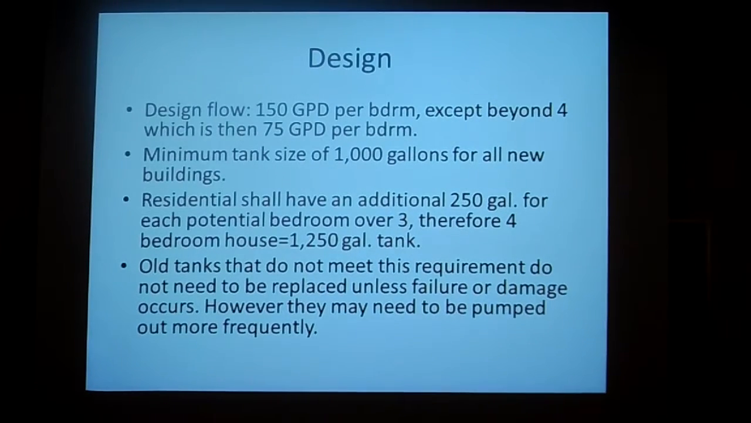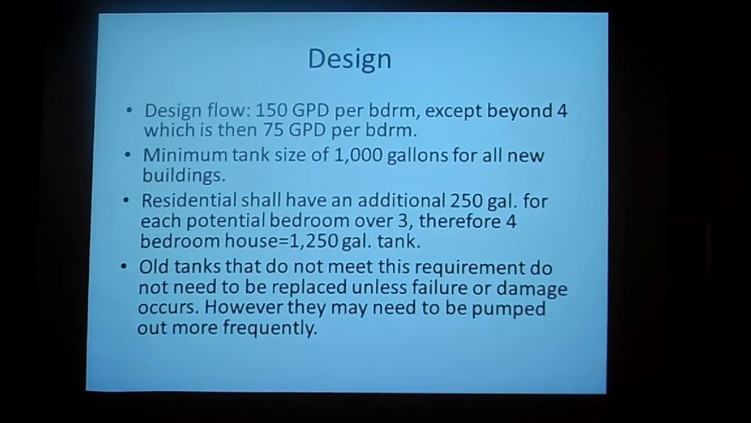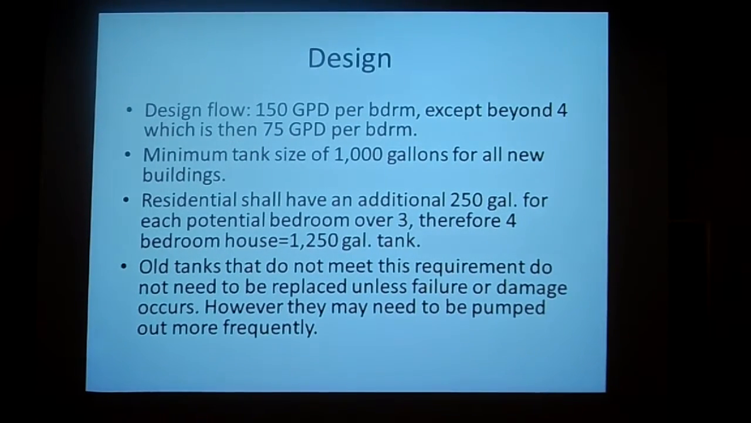The design flow of these tanks has to be 150 gallons per day per bedroom, except beyond 4 bedrooms, which is then 75 gallons per day per bedroom. The minimum size of the tank has to be 1,000 gallons for all new buildings. And then in regard to the volume, there needs to be an additional 250 gallons for each potential bedroom over 3. Therefore, a household with 4 bedrooms would be a 1,250 gallon tank.